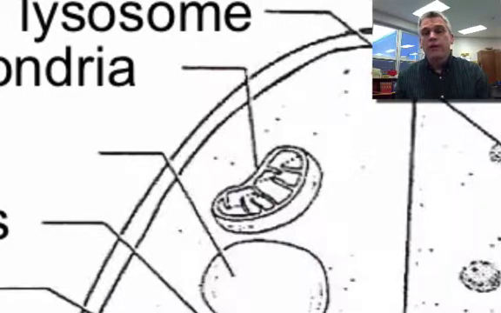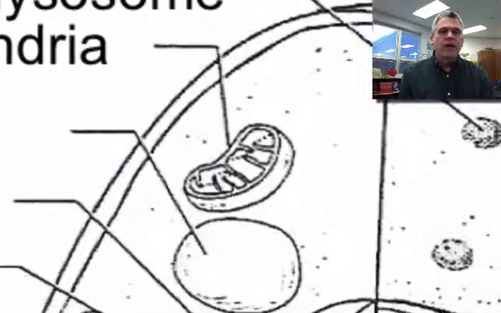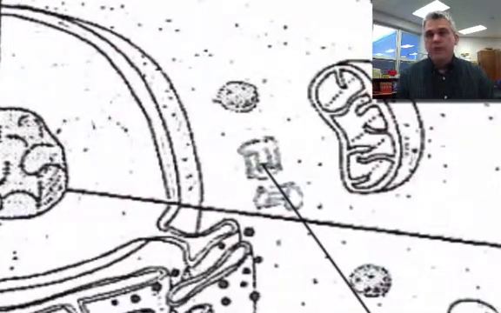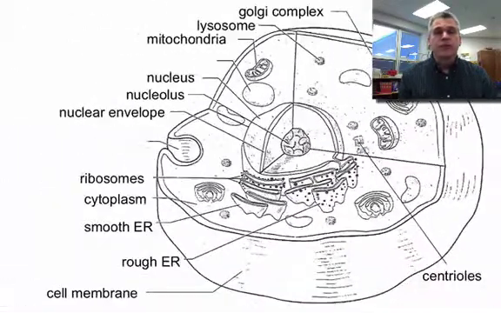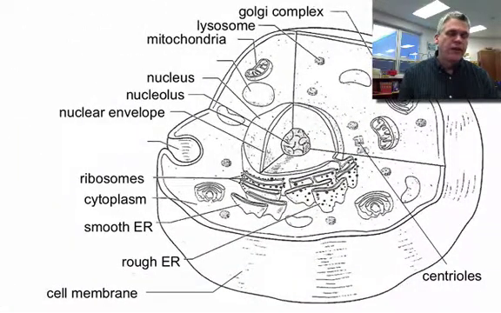Not shown on the diagram because it's so small is the cytoskeleton. The cytoskeleton gives the animal cell its shape. There are centrioles. Centrioles are used in the process of cell division, and again we'll talk more about that later on as well. And then it's possible that some animal cells could have cilia or flagella. Cilia are small hair-like structures. Flagella are just longer versions of cilia.